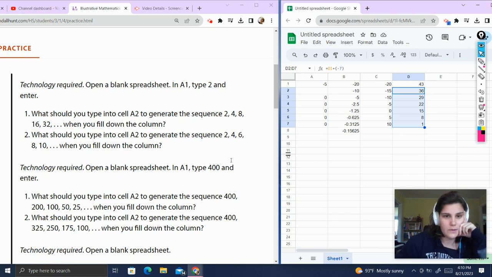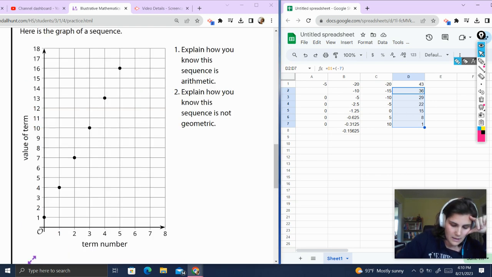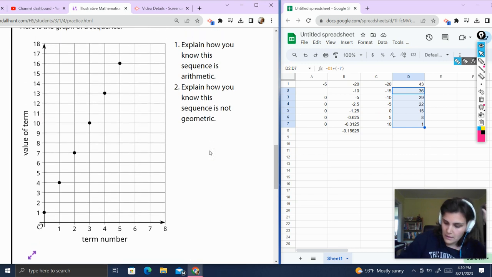Here's a graph of the sequence. Explain how you know the sequence is arithmetic. Explain how you know the sequence is not geometric. Okay, so let's think about this question. We want to know, why is it arithmetic and not geometric? Well, I see that this is a straight line and the rate of change is constant. So that is one thing that tells me it's arithmetic.